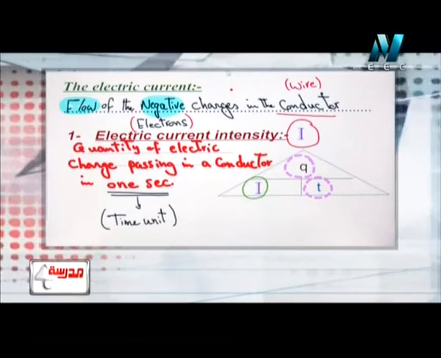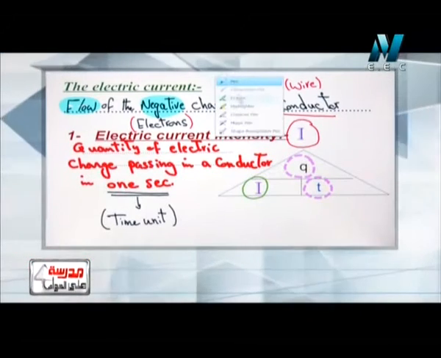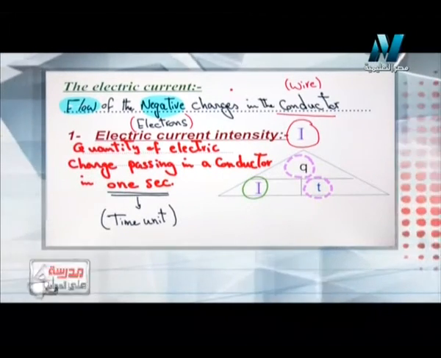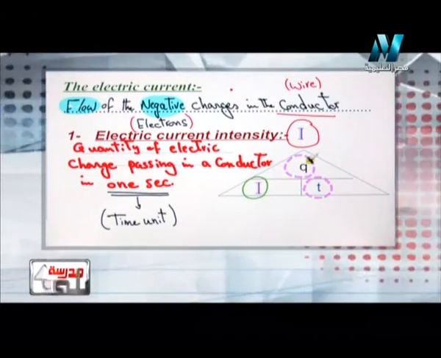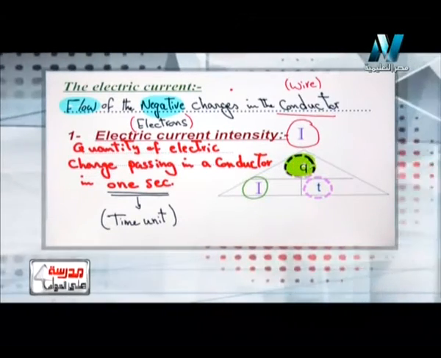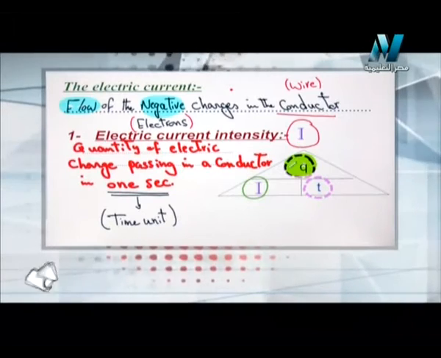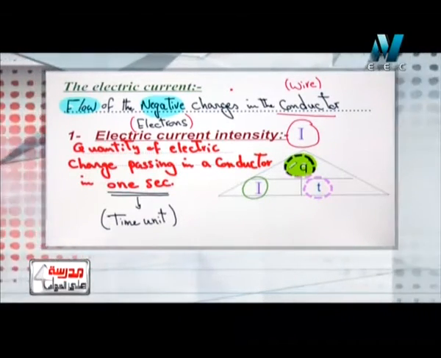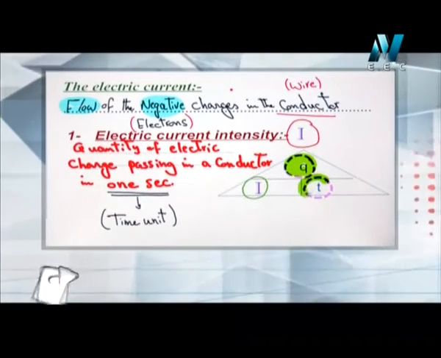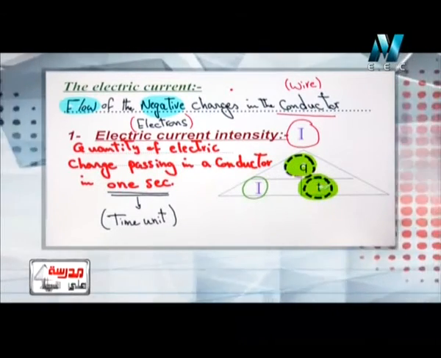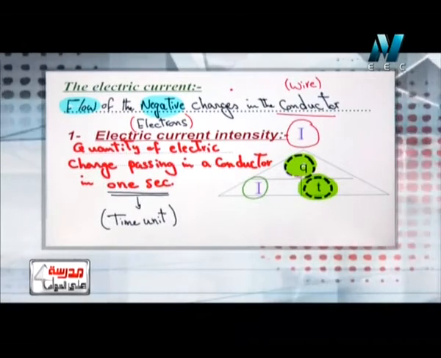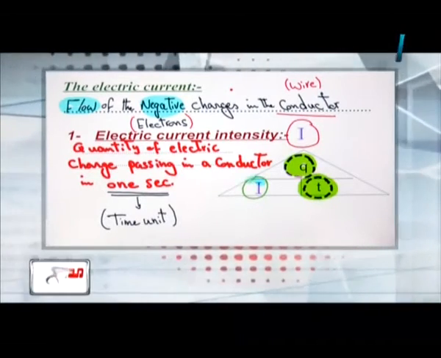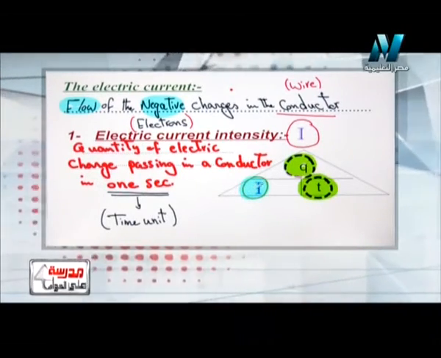Again, what is meant by electric current intensity? It is the quantity of electric charge passing in a conductor through time unit, or in 1 second. So now we know what is meant by electric current intensity. I put my hand on what he asks me about.